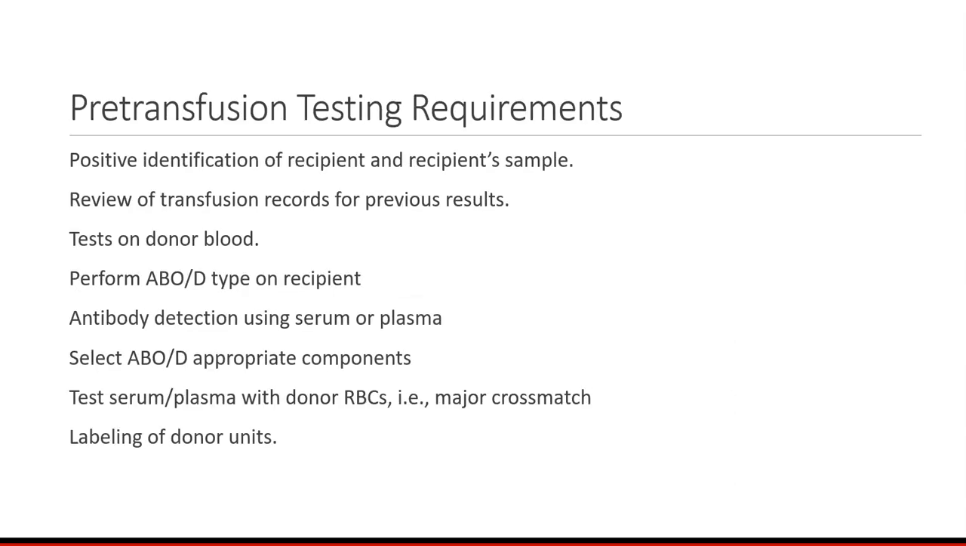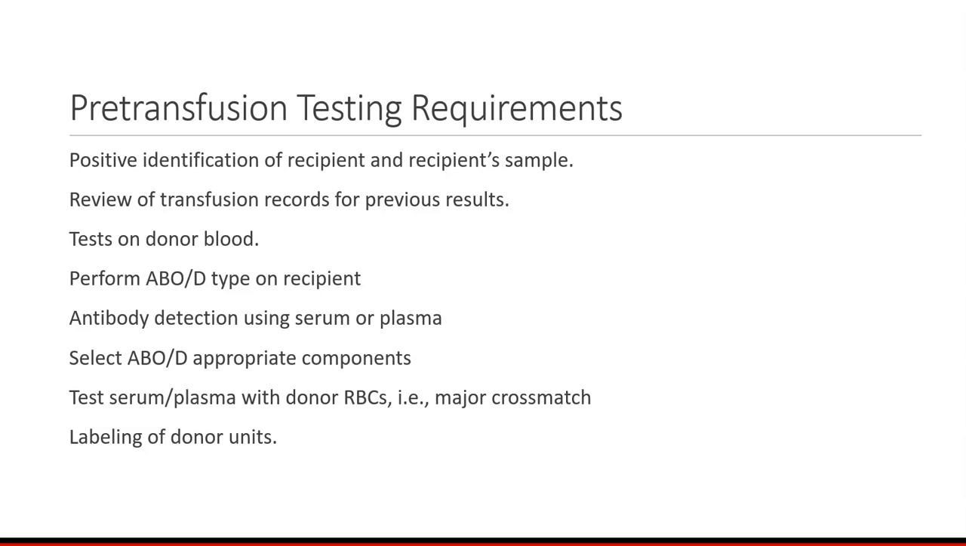Pre-transfusion testing includes many specific requirements. And once again, you cannot on your own decide, well, I'm just not going to check the patient's history or not do one of these steps, because then that could lead to an acute hemolytic transfusion reaction in the patient. Positive identification of the recipient and the recipient sample. So this is done physically by verifying patient information, then without error labeling the sample tubes.